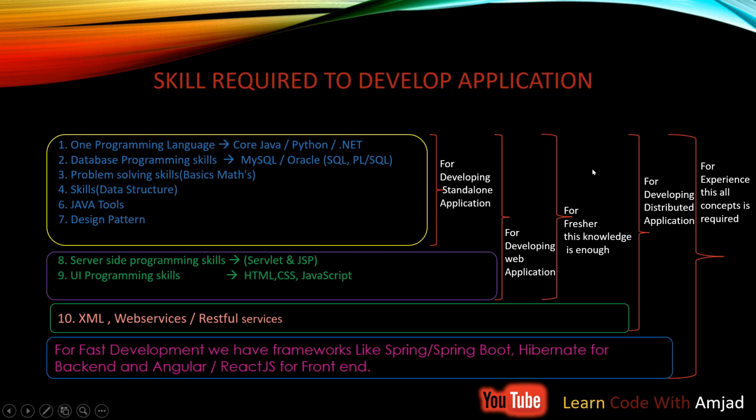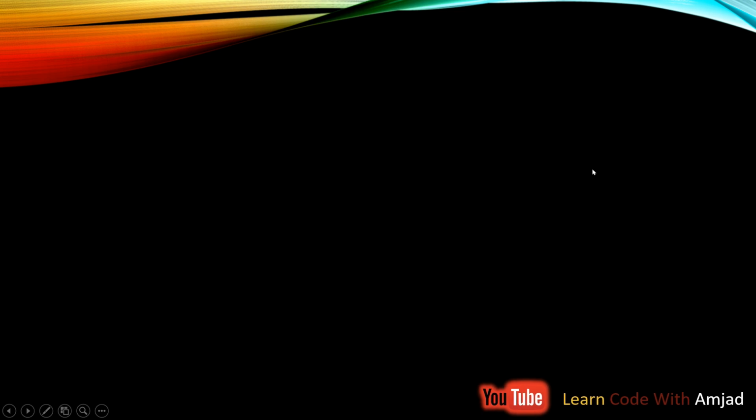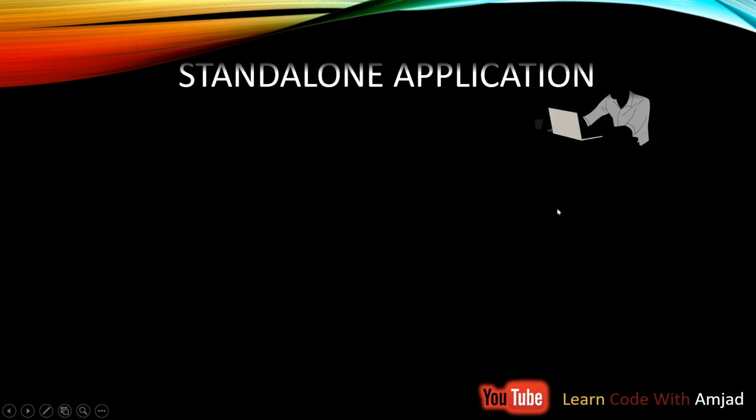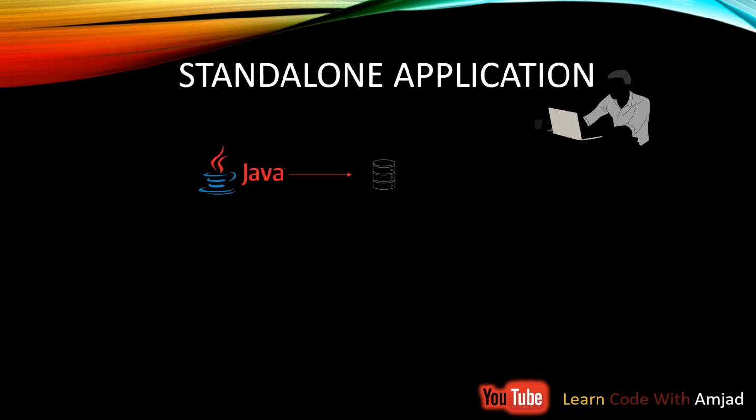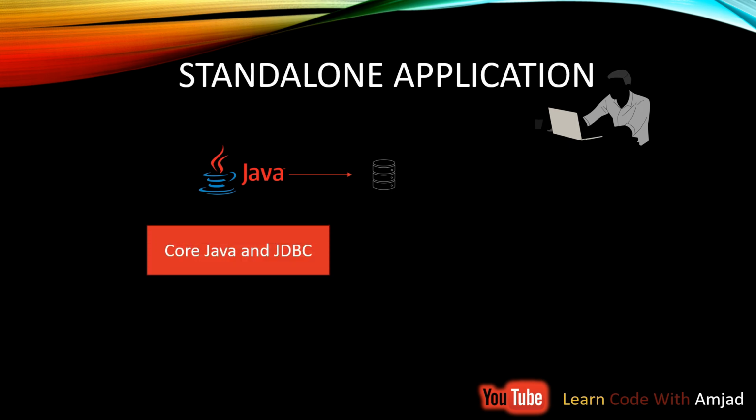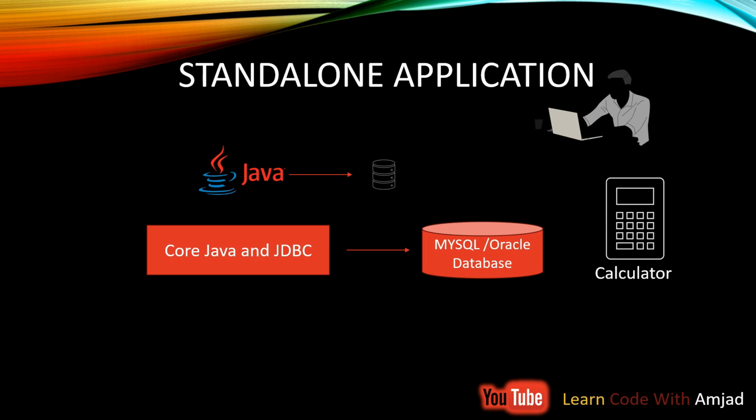Now let's understand a standalone application. A standalone application is one that runs only on one machine or system. For example, in a college, we have only one machine that is accessible to one student at a time. No other student can use that machine. A calculator is the best example. Now let's move to the web application.